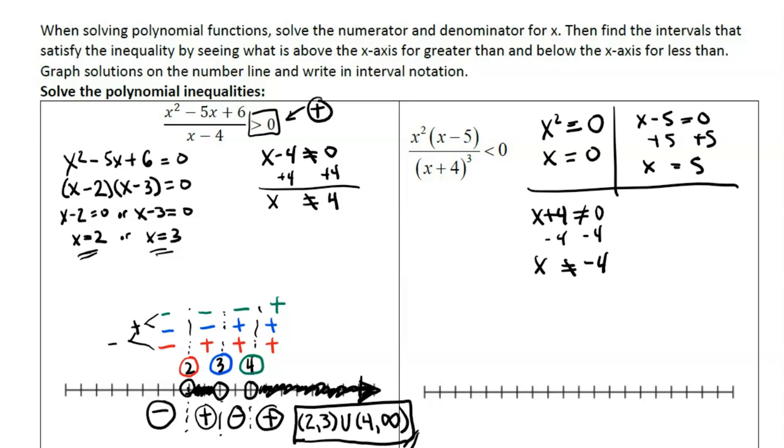Actually, the same is true for the top two numbers as well, 0 and 5, because this is strictly less than 0. It doesn't say less than or equal to. So something that's less than 0, that would be negative.